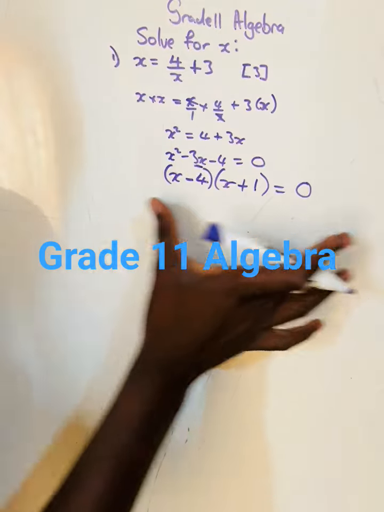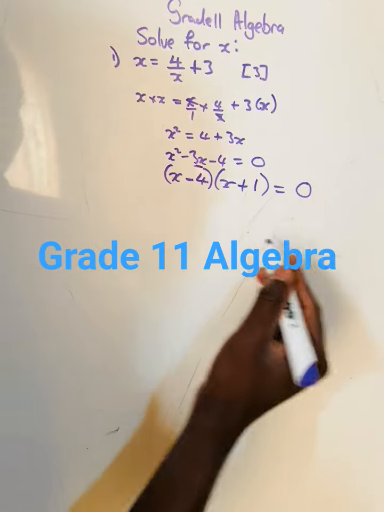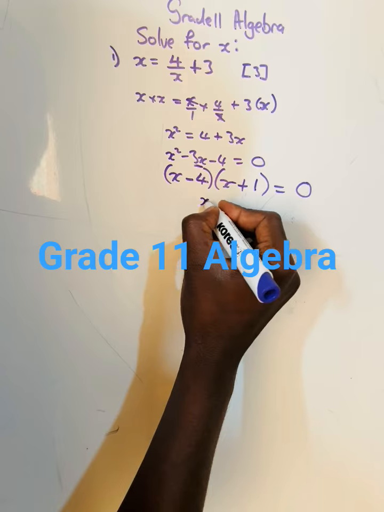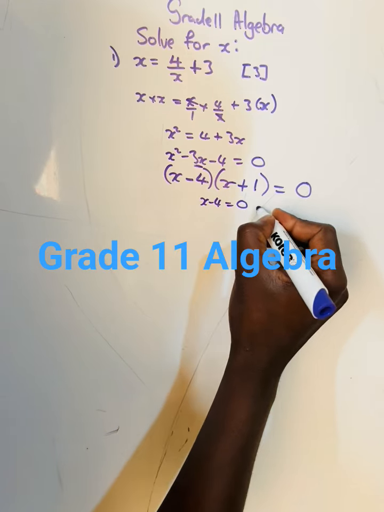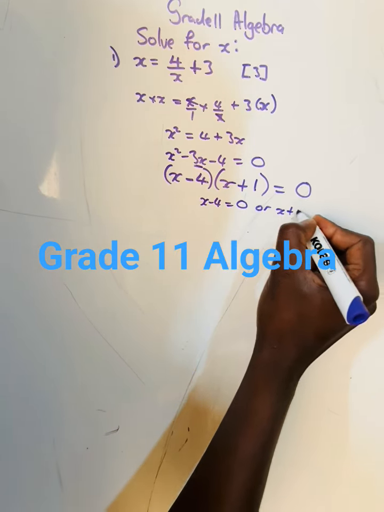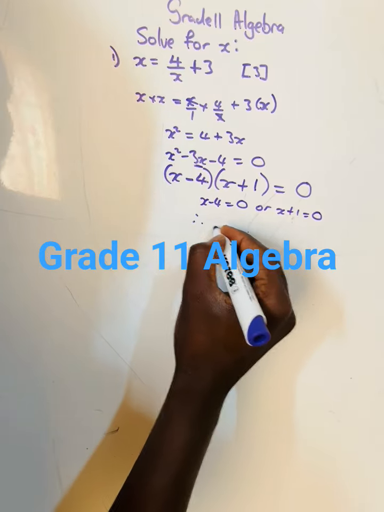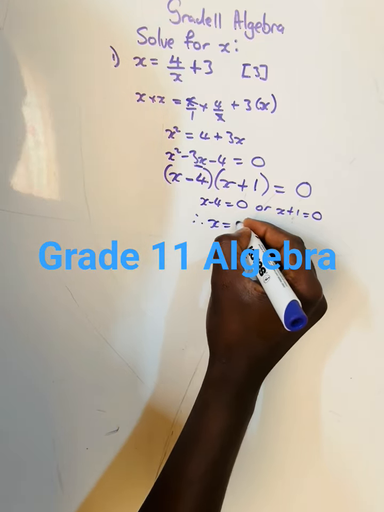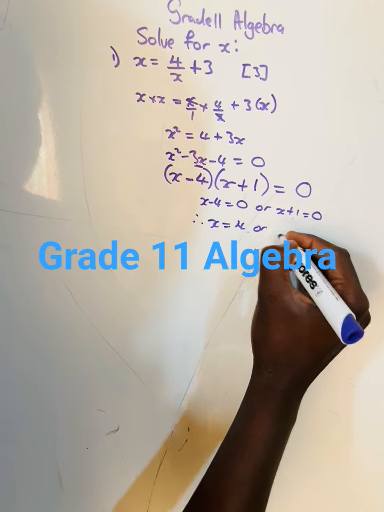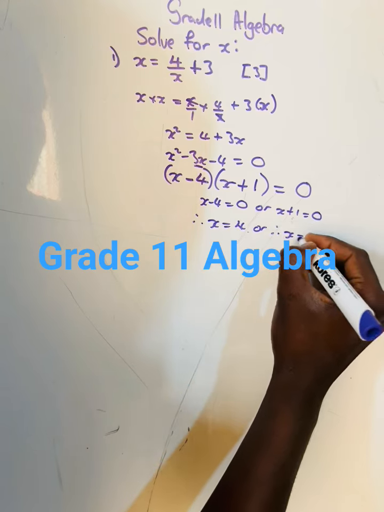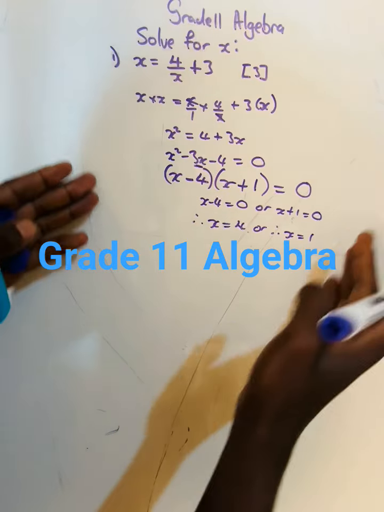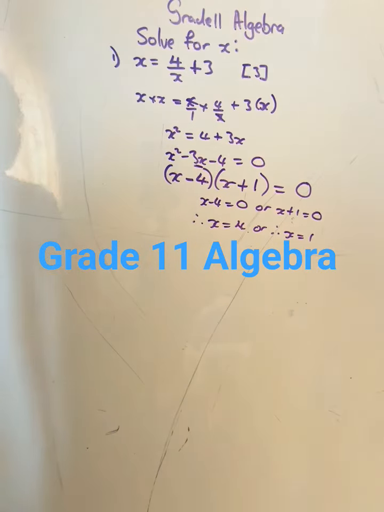From there, remember, they said solve for x. So now I said x minus 4 is equal to 0, or x plus 1 is equal to 0. I'm going to transpose. So again, therefore conclude that x is equal to a positive 4, or therefore my x is equal to a negative 1. And I'm done. I've solved for x. Very, very simple.